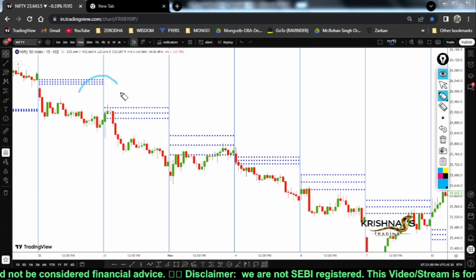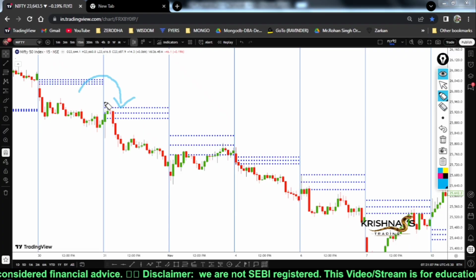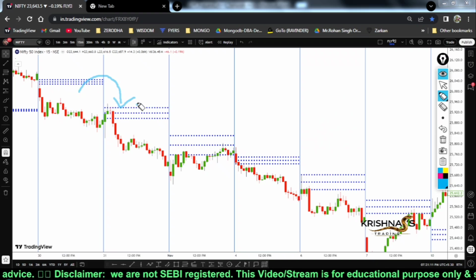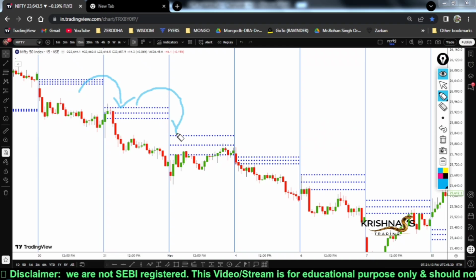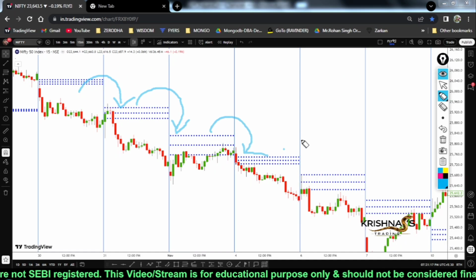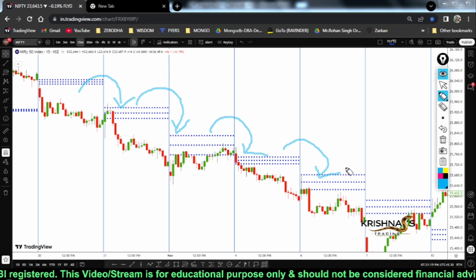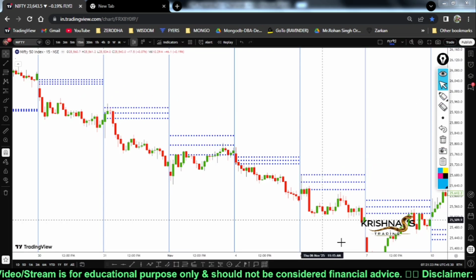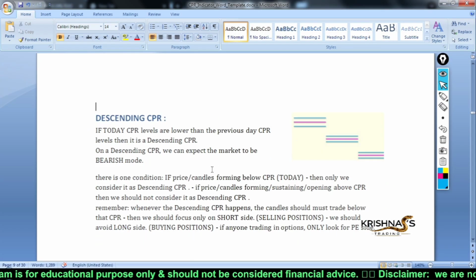This is a descending CPR formed below the previous day CPR levels, also the price is forming below the CPR. Descending CPR, descending CPR, descending CPR. If anybody wants to read this one, they can pause the video and read it.